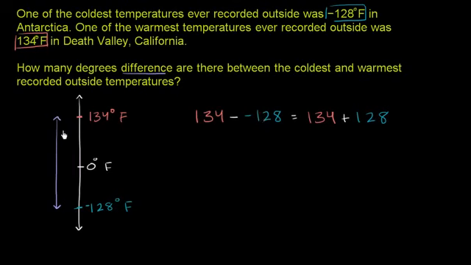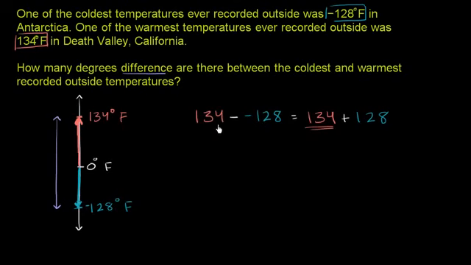Why does this happen? Well, look at this right over here. We're trying to figure out this distance. This distance is 134 minus negative 128. And if you look at that, it's going to be the absolute value of 134. It's going to be this distance right over here, which is just 134, plus this distance right over here. Now, what is this distance? Well, it's the absolute value of negative 128. It's just 128. So it's going to be that distance, 134, plus 128. And that's why it made sense.